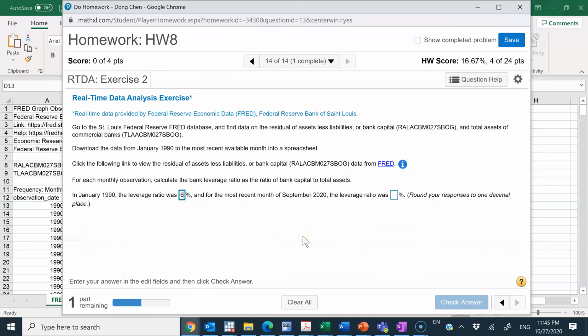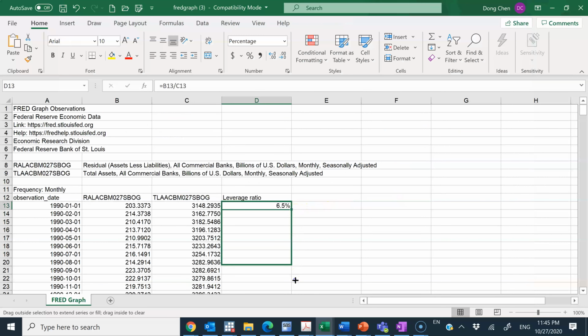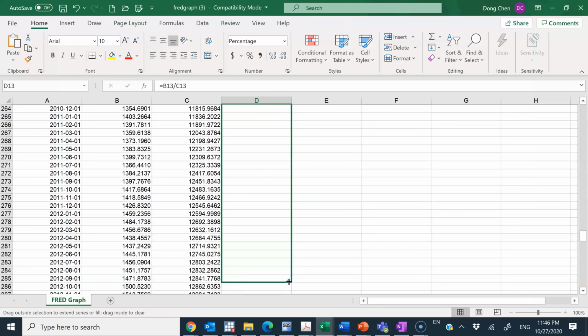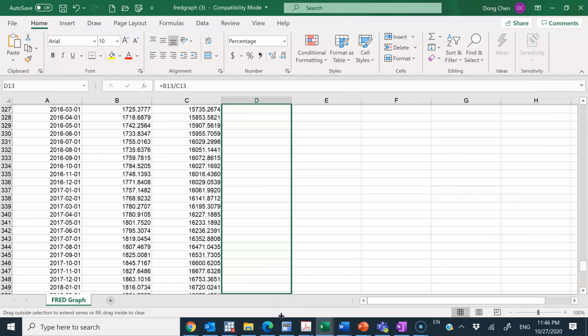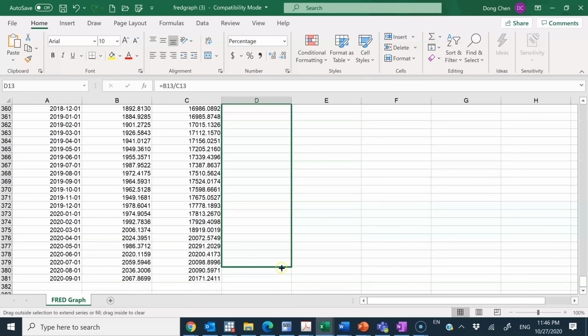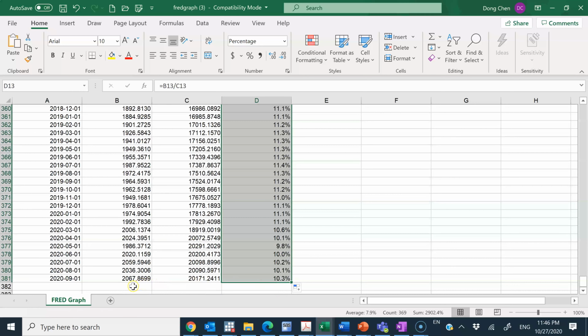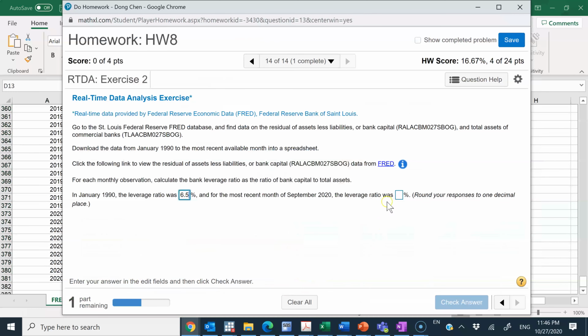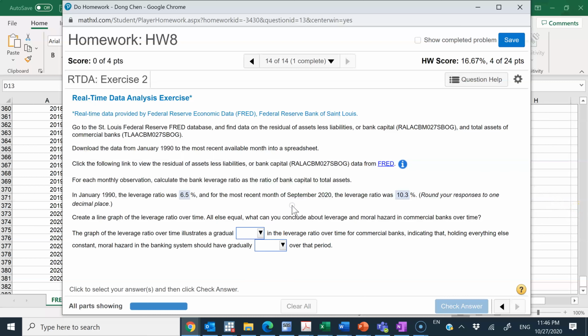It's 6.5% in January 1990. And for the most recent month of September 2020, I can easily get that number by pulling the cells all the way down to the bottom, which is the most recent month. So that gives me 10.3%. So this ratio obviously has increased over time. So check my answer. Good job.